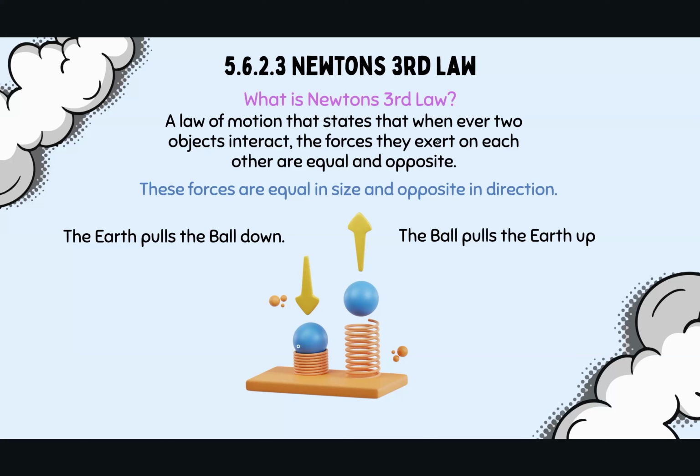this ball pulls down on this spring. It has a downward force, and let's say the force is 10 newtons. The spring then exerts a force in the opposite direction, but it's still going to be equal in size. So these forces are equal in size but opposite in direction. That's all Newton's third law is.